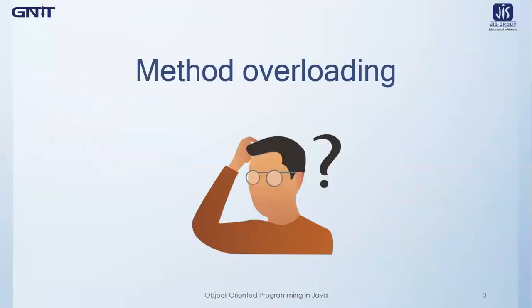Let's start with method overloading. Method overloading is one of Java's most exciting and useful features. In Java, it is possible to define two or more methods within the same class that share the same name, as long as their parameter declarations are different. When this is the case, the methods are said to be overloaded and the process is referred to as method overloading. Method overloading is one of the ways that Java supports polymorphism.